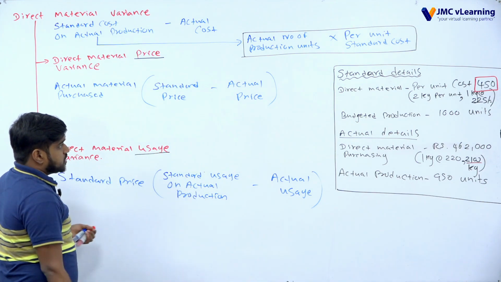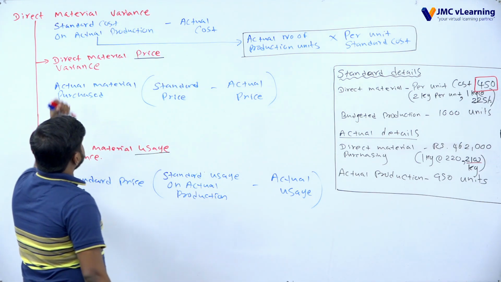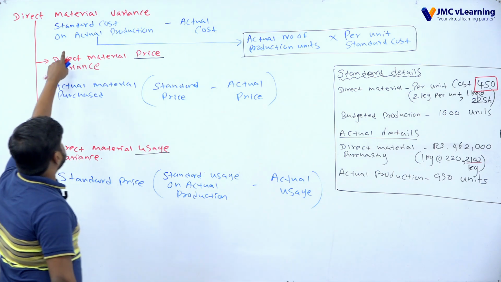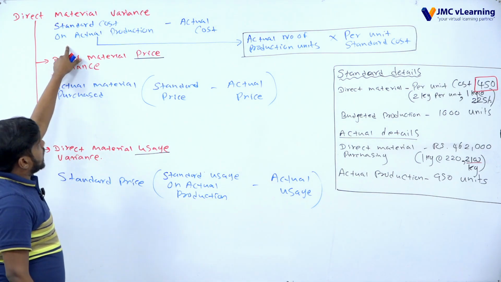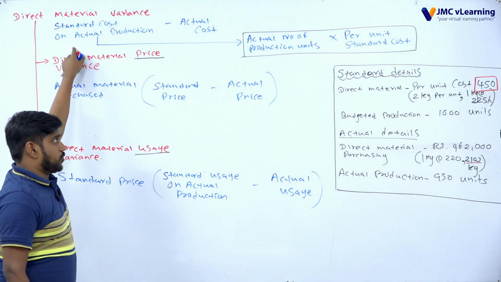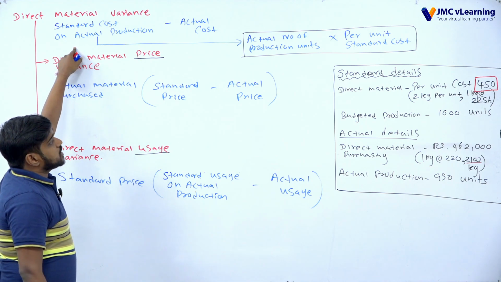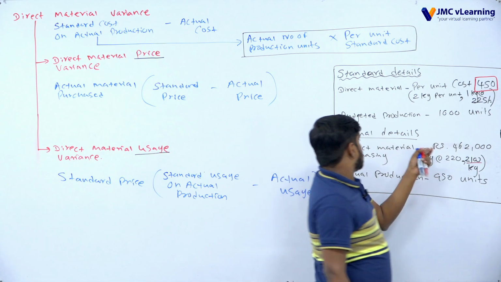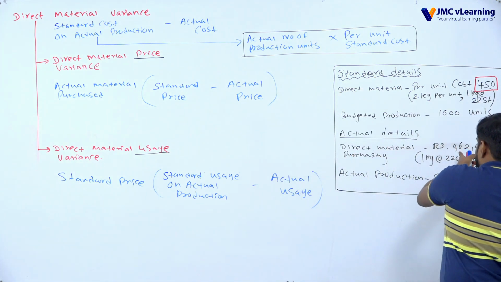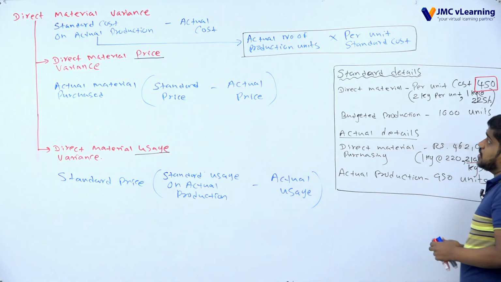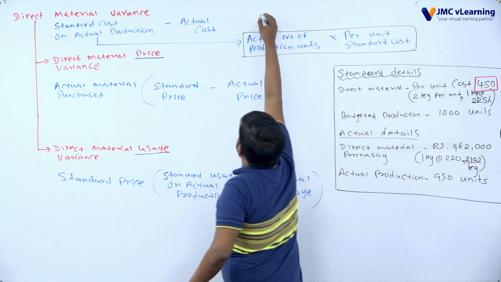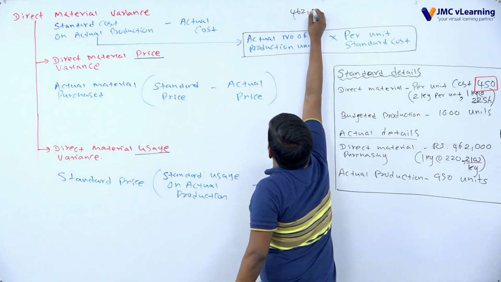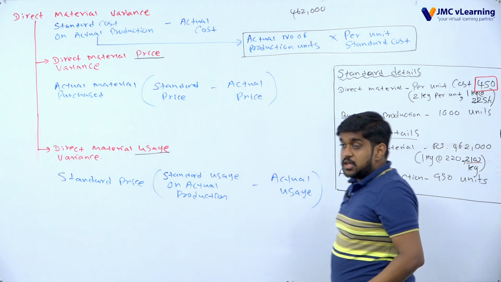First we can calculate our direct material total variance. How can we calculate it? Standard cost on actual production minus actual cost. Directly we can get our actual cost. How about our actual material cost? Our actual material purchasing cost is 462,000. That means our actual material cost is 462,000.